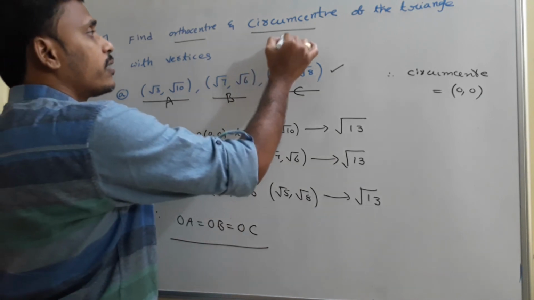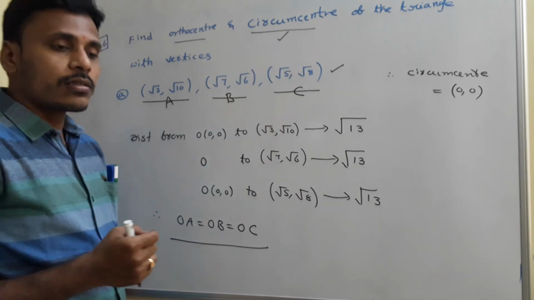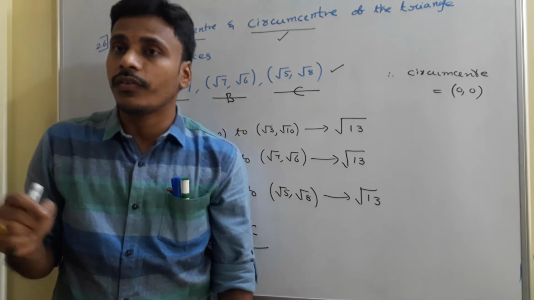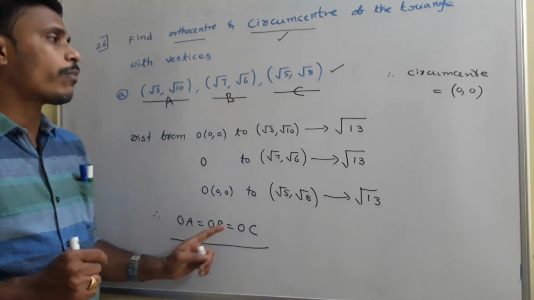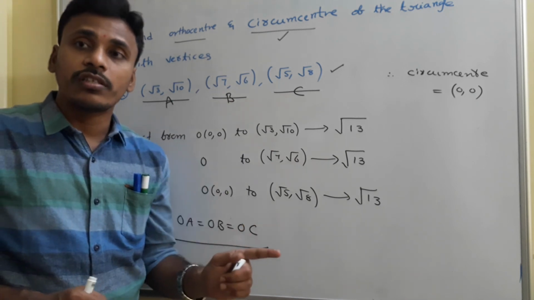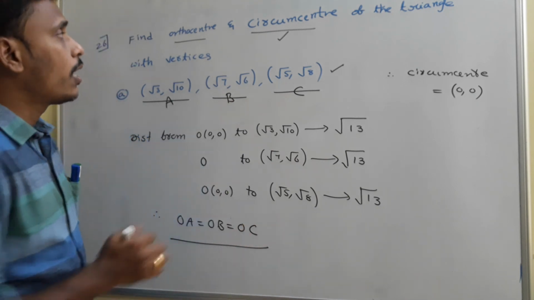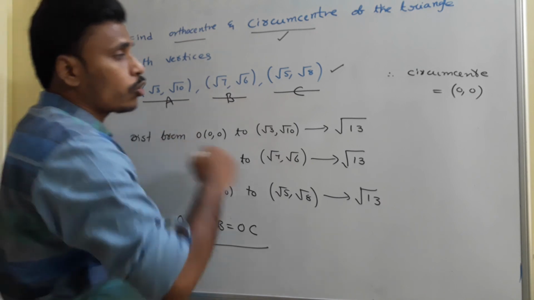So for this type of problem, the origin itself is the circumcenter, and there the task ends. Because we know the circumcenter is equidistant from all the vertices, and here the origin is equidistant from the vertices, this origin is our required circumcenter. But our task is to find the orthocenter also.